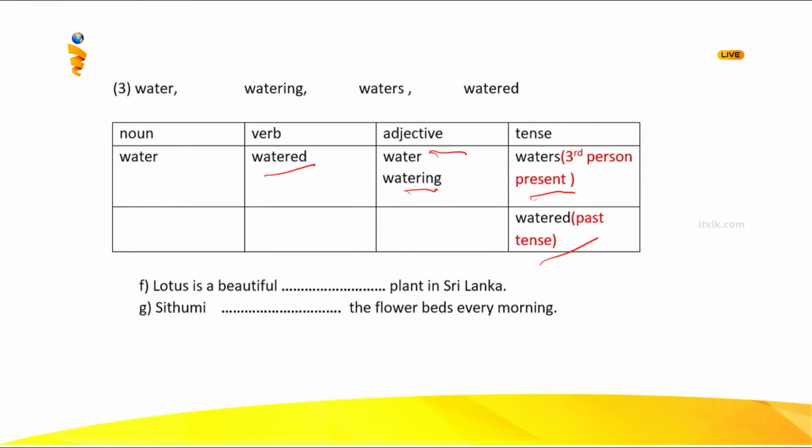Lotus is a beautiful blank plant. What kind of plant is it? It's a water plant. Now look at the next one. Situmi blank the flower beds every morning. It's a habitual action. So Situmi is singular. What can be the answer?